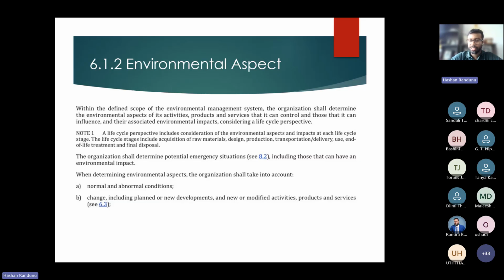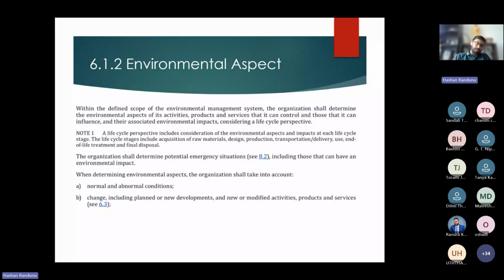But we need to consider the entire life cycle of our products, services, or our activities, right? A life cycle perspective includes consideration of environmental aspects and impacts at each life cycle stage. The life cycle stages include acquisition of raw materials, design, production, transportation, delivery, use, end of life treatment, and final disposal. Right. When we identify the environmental aspects, we need to consider a life cycle perspective.